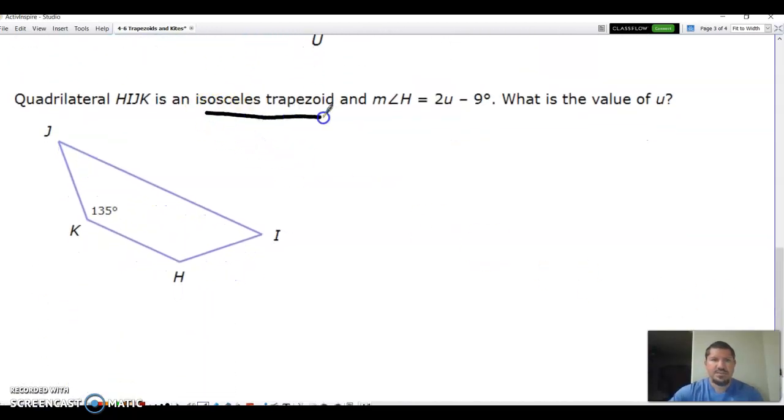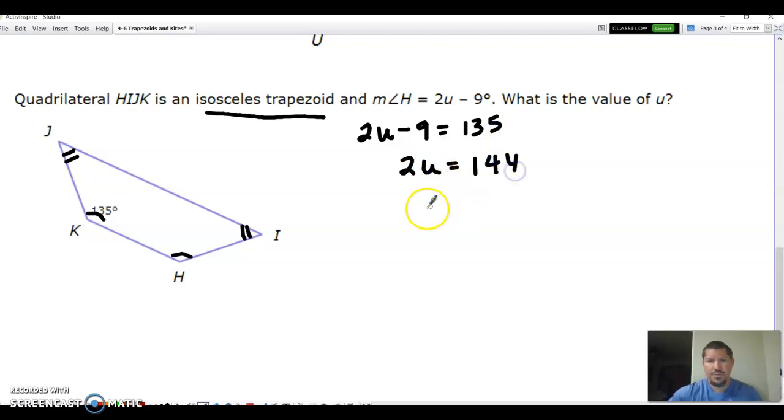Alright, so again isosceles trapezoid, so that tells me that this angle is congruent to this angle, and this angle is congruent to this angle. So we're told that h is 2u minus 9. We want to find u. Well, 2u minus 9, which is h, is equal to 135. So 2u minus 9 equals 135. So 2u is equal to 144, or in this case u would be 72 degrees.